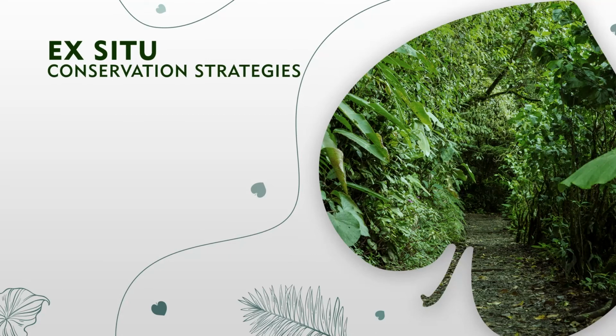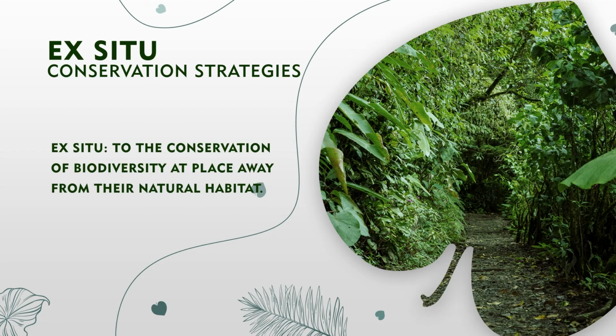The second major strategy for conservation of biodiversity is the ex-situ conservation strategy. We know that ex-situ refers to the conservation of biodiversity at a place away from its natural habitat. So for ex-situ conservation of biodiversity, germplasm or gene banks are established.